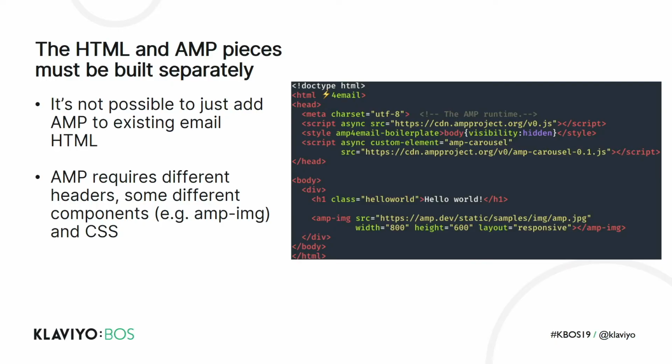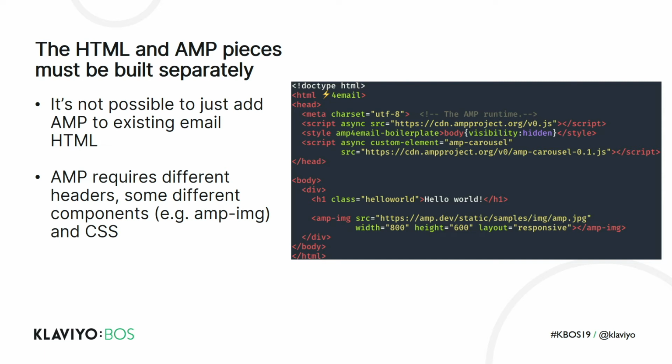That brings me to my next point, which is that the HTML and AMP pieces must be coded up separately. Unfortunately, it's not possible to take your email as you've designed it and say, hey, I'd like to put a carousel in the middle of this and just sort of slot in that AMP carousel code that Nikita was talking about earlier. Unfortunately, there's some other pieces to AMP emails that require them to sort of be rethought a little bit, and you have to add some more things in.